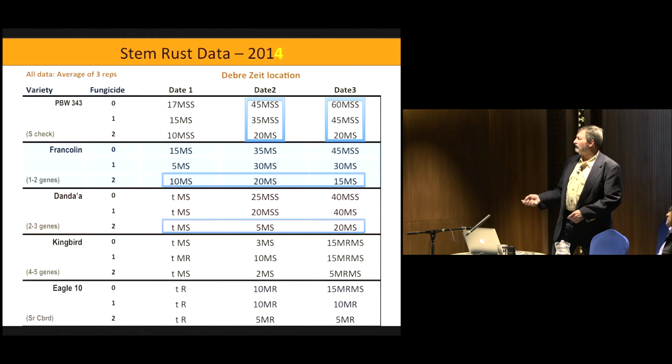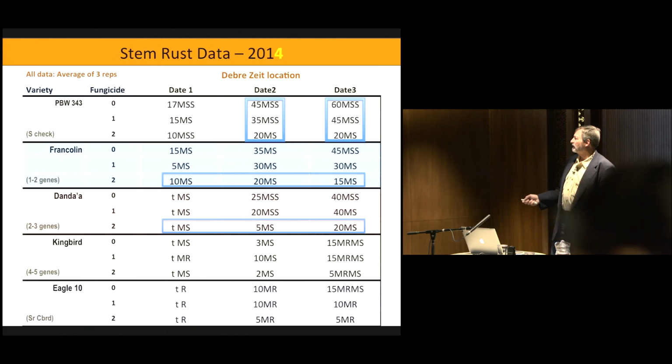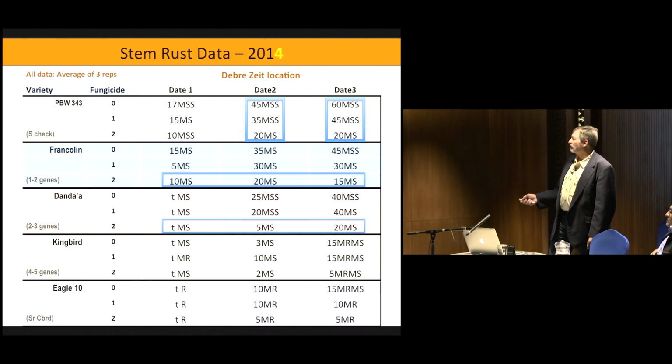So in 2014, we had 3 fungicide treatments, and I think we were a little more successful at controlling stem rust. The terminal score for PBW 343 with 2 spray treatments was 20 MS versus a 60 MSS. On day 2, we had better control, and we had a little better control all the way through the experiment. The same can be said for the APR variety Franklin, where these readings are lower than the untreated plot. The same thing for Danda and Kingbird and for Eagle 10.